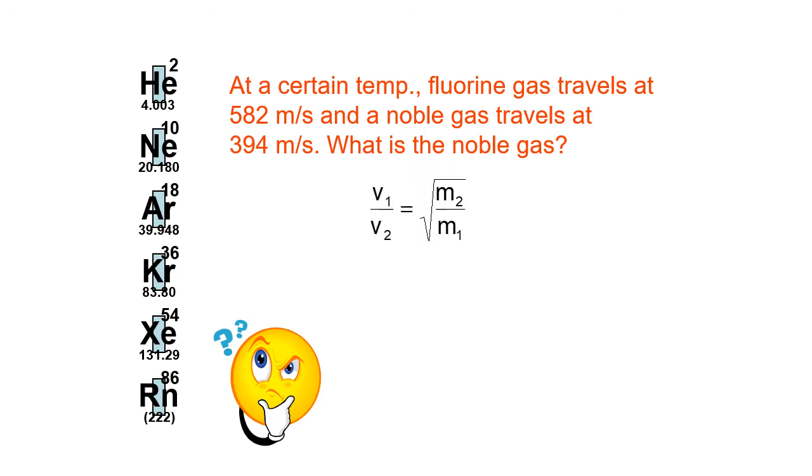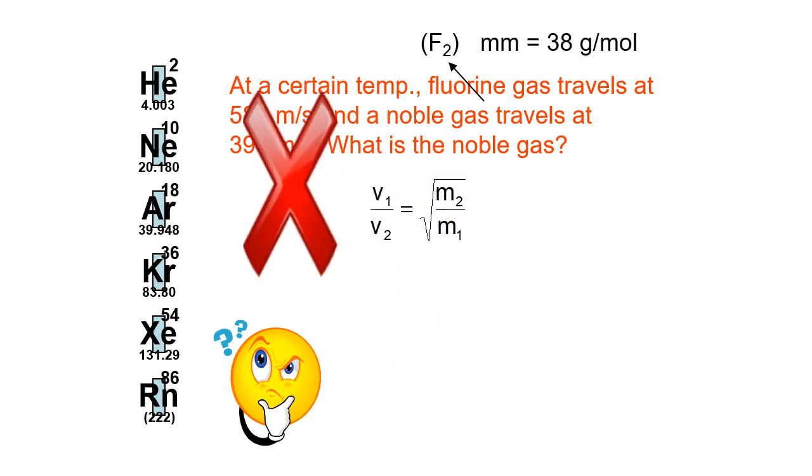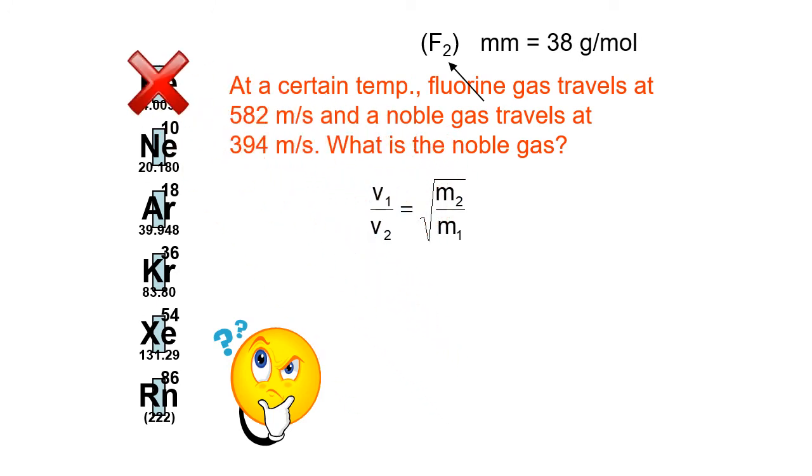What's our problem? Velocity of 1 over velocity 2 equals the square root of mass of 2 divided by mass of 1. We're going to plug in fluorine, that's F2, which is 38 grams per mole. It definitely can't be helium, so we can go ahead and take that out.